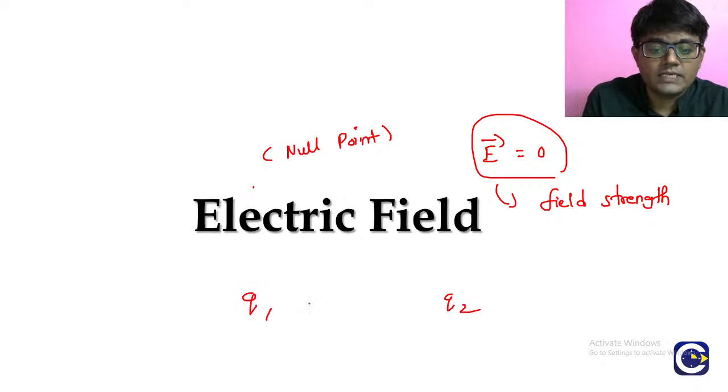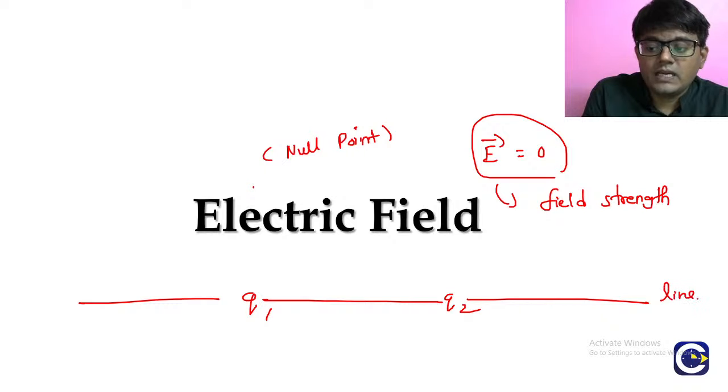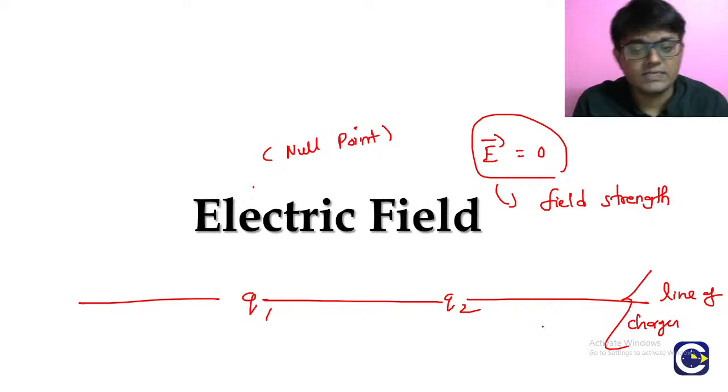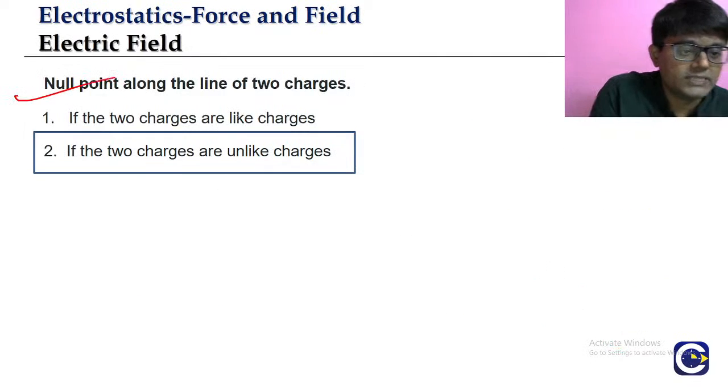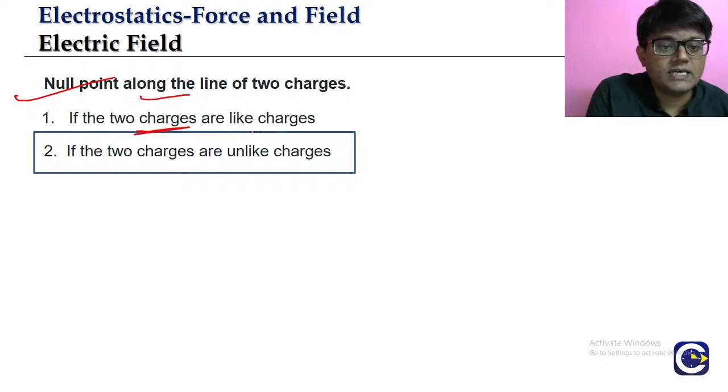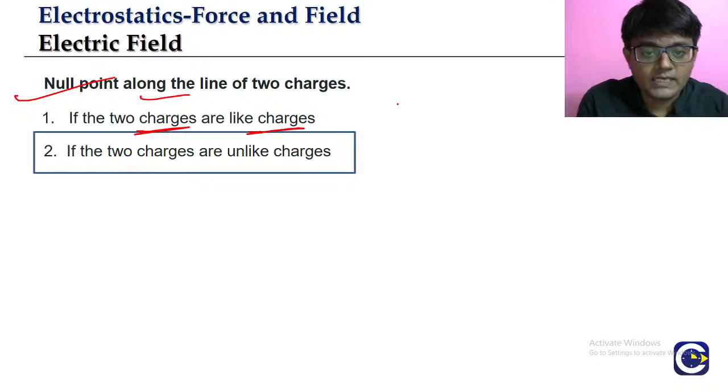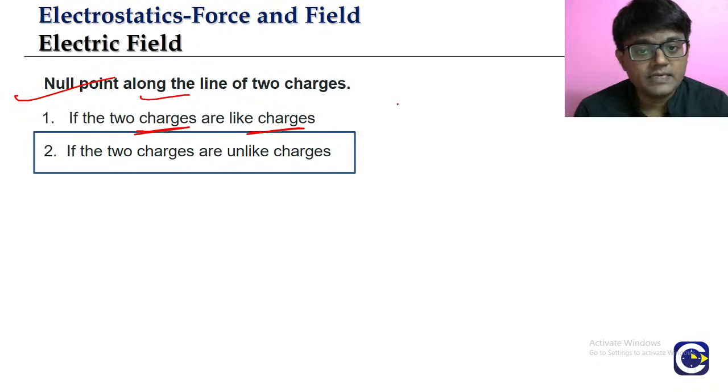Q1 and Q2 are two charges. Because of the two charges, the null point will be on the line of the charges. Already we have seen case 1. What is case 1? If the two charges are like charges. Like charges means both charges are positive, otherwise both charges can be negative.